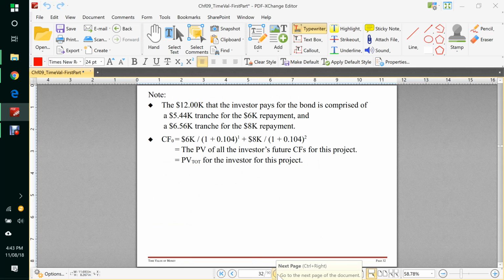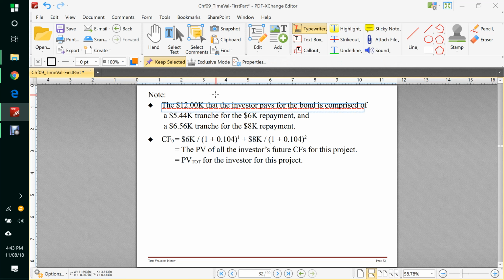And another way we can think about this is that the 12,000 that the investor pays for the bond is comprised of two parts: a $5.4 thousand tranche for the $6,000 repayment, and another $6.6 thousand tranche for the $8,000 repayment. So that's also a very good way to think about it.